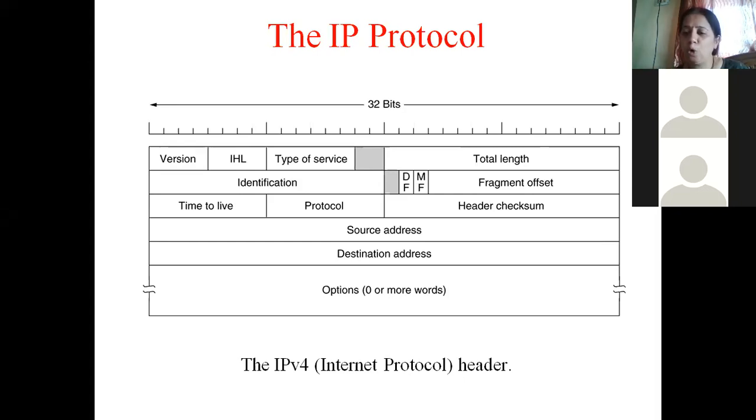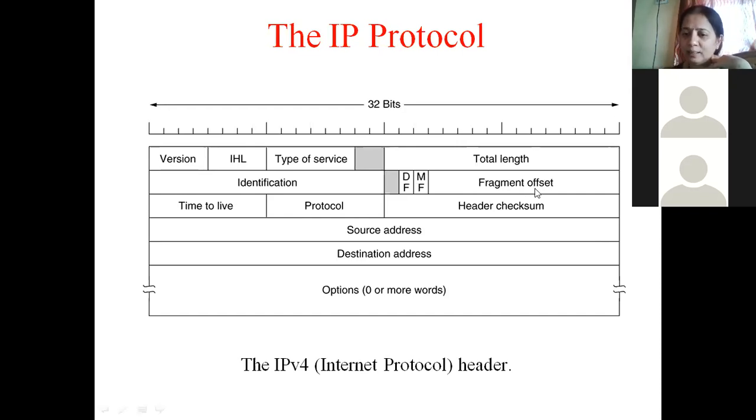MF stands for more fragment. Suppose a particular packet is divided into 3 chunks: the first fragment, the second fragment, and the third fragment. After the first, there are going to be 2 more fragments, or chunks, which are coming. So to indicate that there are more fragments of this particular packet, the MF bit is set to 1. For the first packet, it will be set to 1. For the second packet, it will be set to 1. The third packet is the last packet. After that, there are no more packets. That time it will be set to 0.